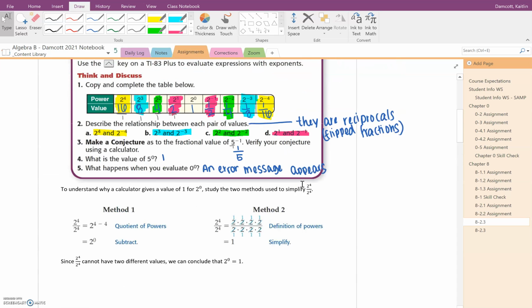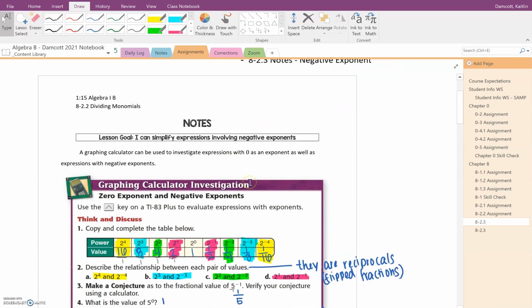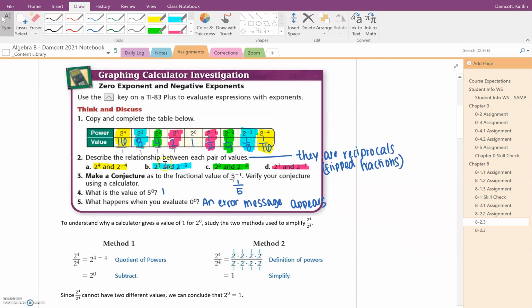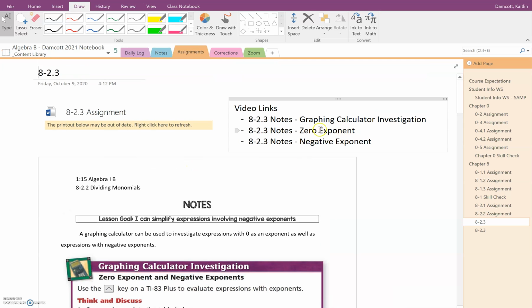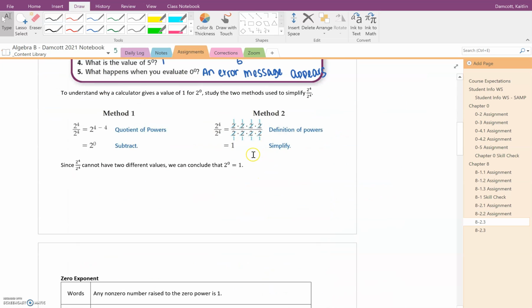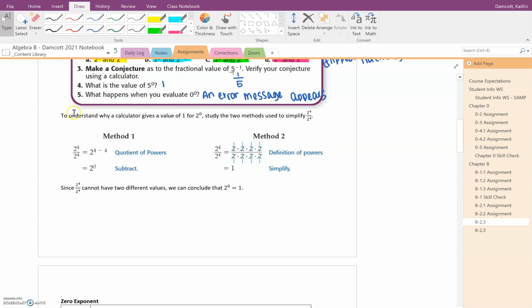8-2.3 page. We started the notes off with the first video with an investigation using the graphing calculator, and in this video we are going to take a look at what happens when we have a zero exponent. So it starts here and says, to understand why a calculator gives a value of 1 for 2 to the 0, study the two methods used to simplify 2 to the 4th over 2 to the 4th.